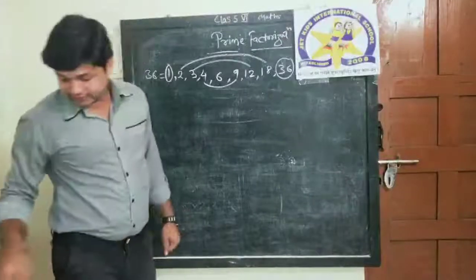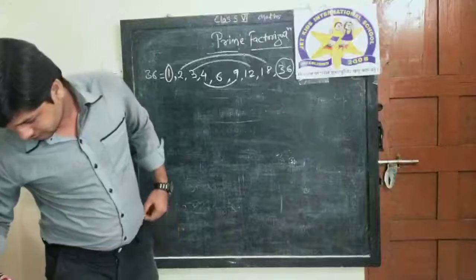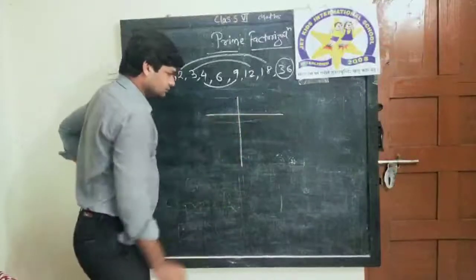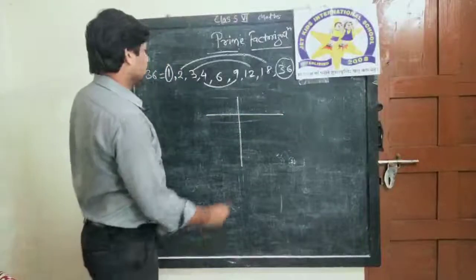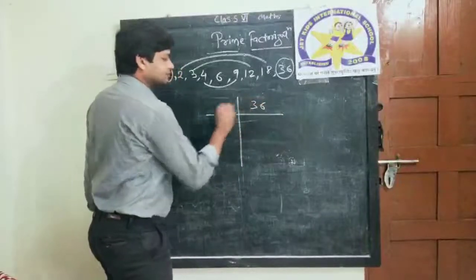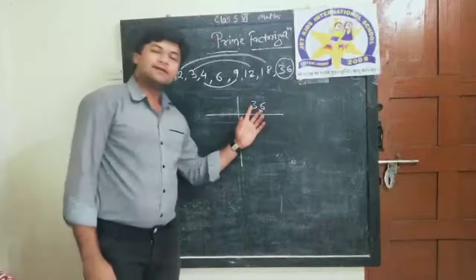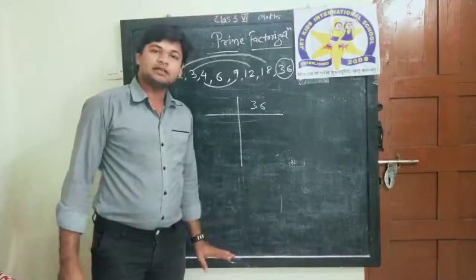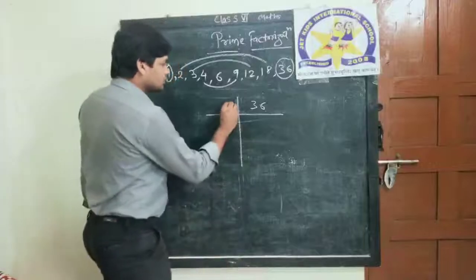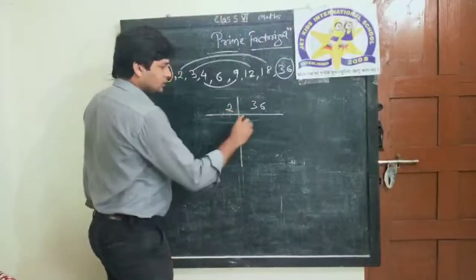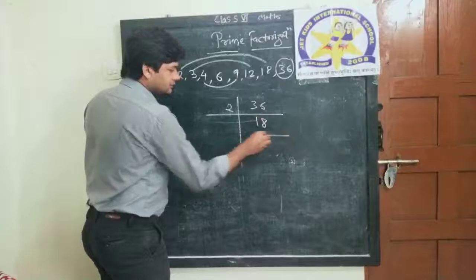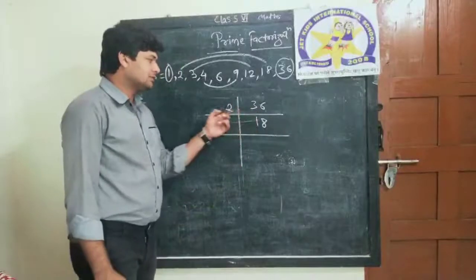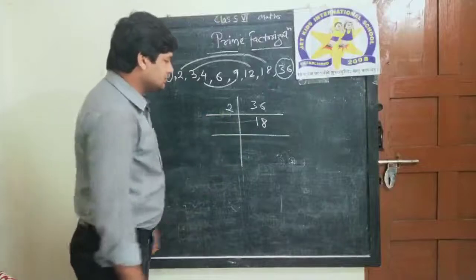So next method is direct solving. Okay, 36. Now only divide this number by prime numbers, only till we get a last prime number. Okay, so here 2, then it will come 18. If I divide 36 by 2, 2 is a prime number, and it is divisible by 2. 18 is also divisible by 2.